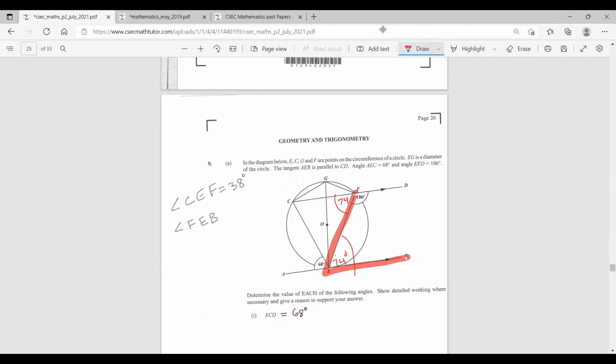Good job. Parallel lines cut by a transversal, interior angles will be equal to each other. So your 74 would be equal to your 74. That was quick and that was good.